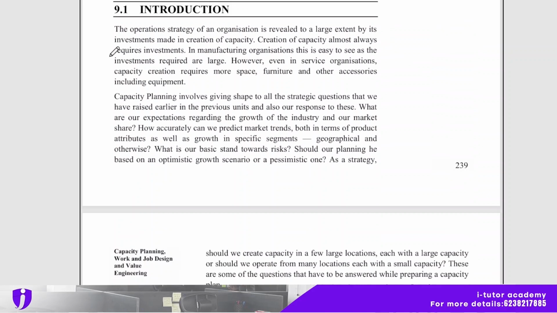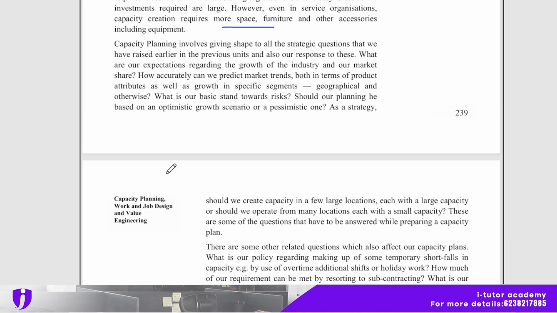The operations strategy of an organization is revealed to a large extent by its investment made in creation of capacity, and creation of capacity almost always requires investments. In a manufacturing organization, this is easy to see, as the investment required is large. However, even in service organizations, capacity creation requires more space, furniture, and other accessories, including equipment. And capacity planning involves giving shape to all the strategic questions that we have raised earlier in the previous unit.